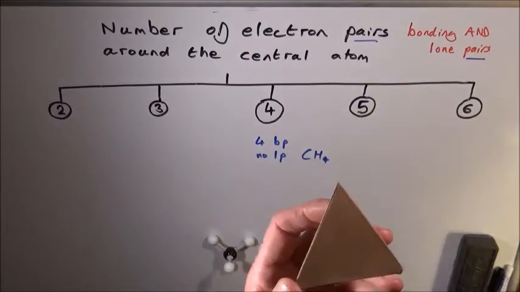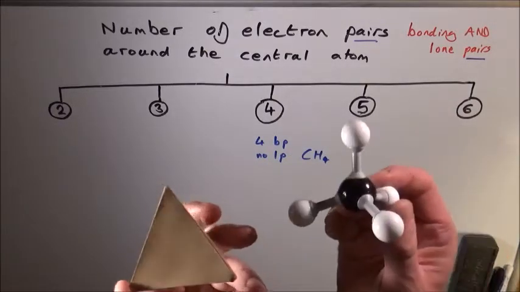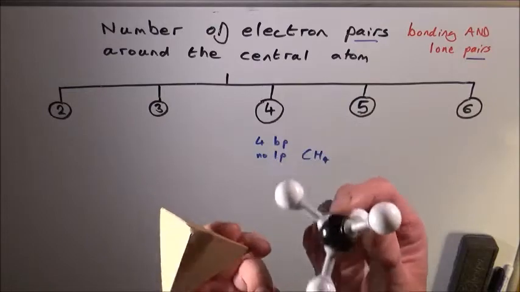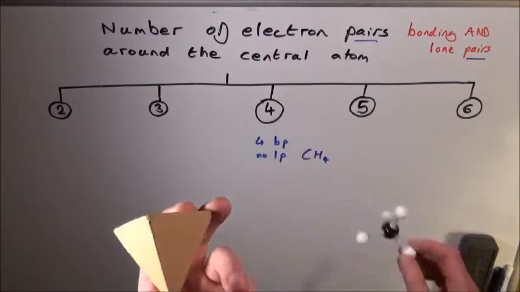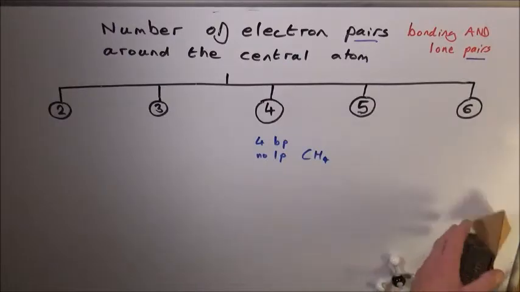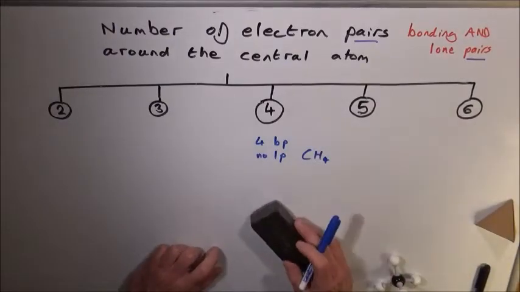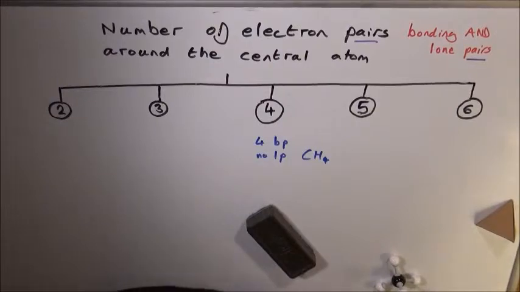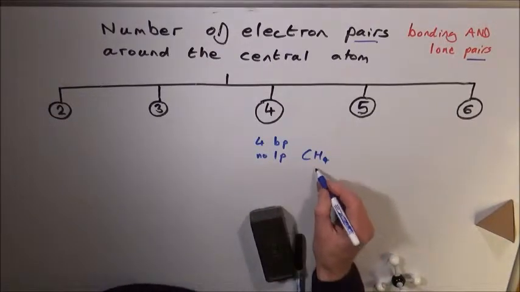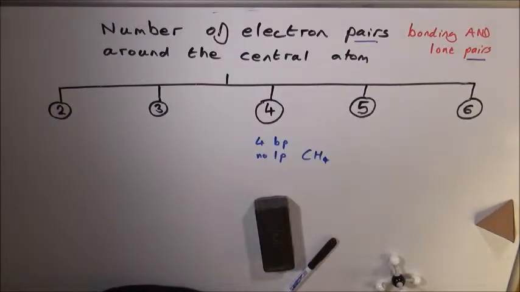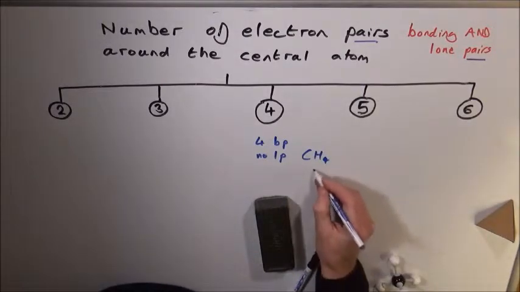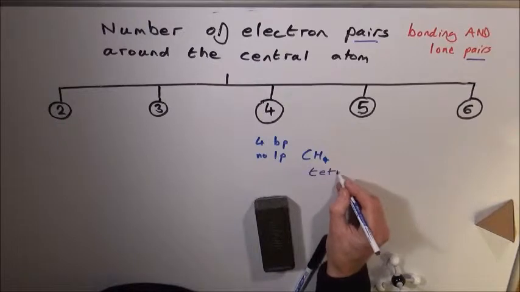So the methane molecule is the one to remember for when you have 4 bonding pairs of electrons, no lone pairs, and it forms a tetrahedral shape. So I'm just going to write that down. It's tetrahedral is the name of the shape. I'll do it in a different colour. So it forms a tetrahedral shape.